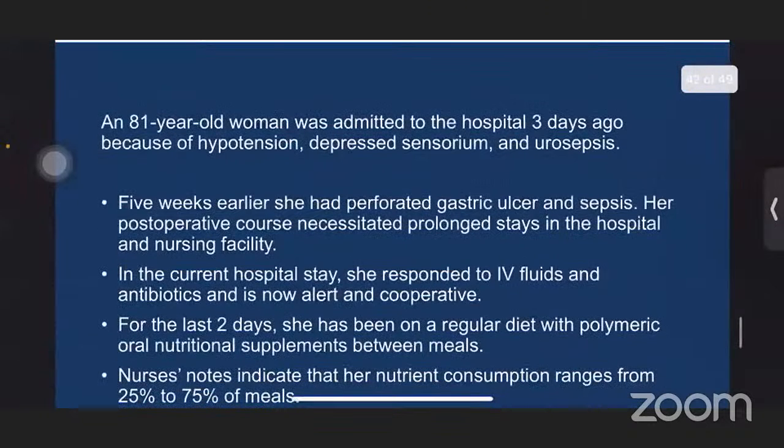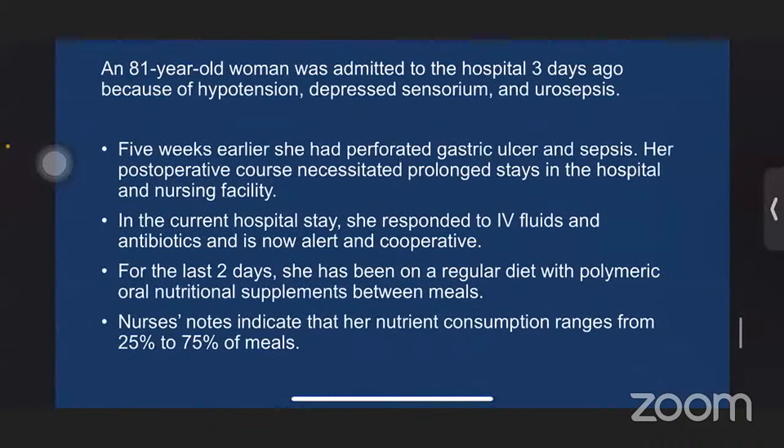Coming to the next case, an 81-year-old woman was admitted to the hospital 3 days ago because of hypotension, depressed sensorium, and urosepsis. 5 weeks ago, she had a perforated gastric ulcer and sepsis. Her postoperative course necessitated a prolonged stay in hospital and nursing facility. In the current hospital stay, she responded to IV fluids and antibiotics and is now alert and cooperative. For the last 2 days, she has been on a regular diet with polymeric oral nutritional supplements between meals. Nurse notes indicate that her nutritional consumption ranges from 25 to 75% of the meals.